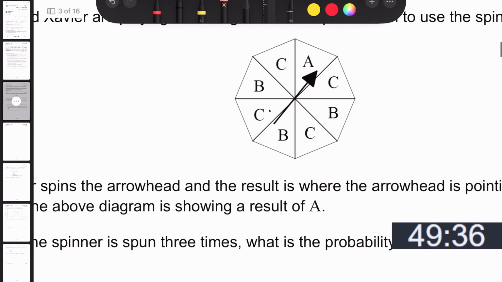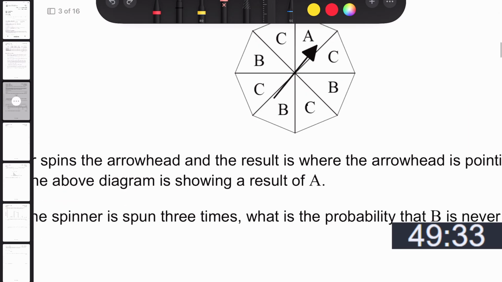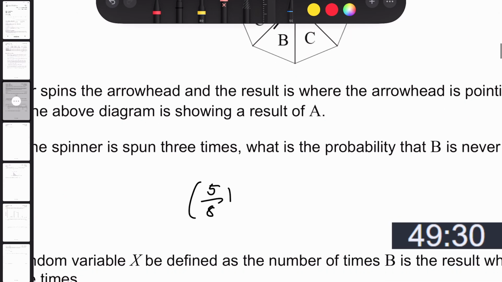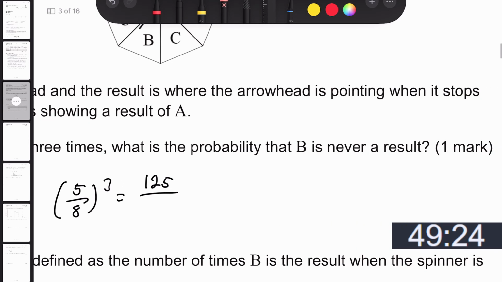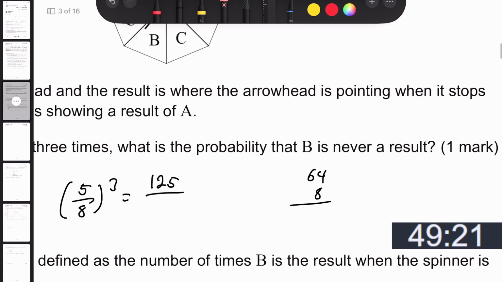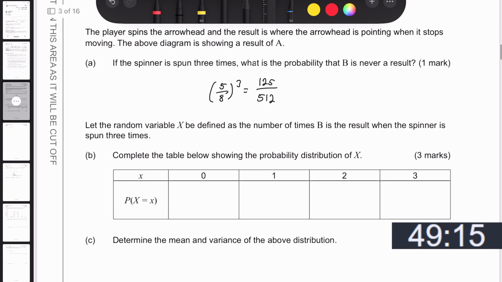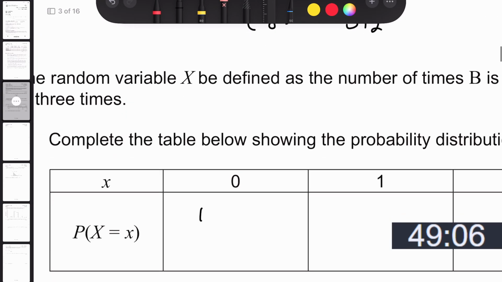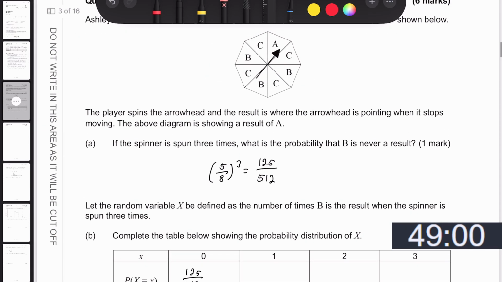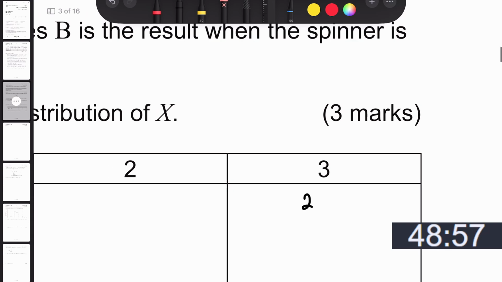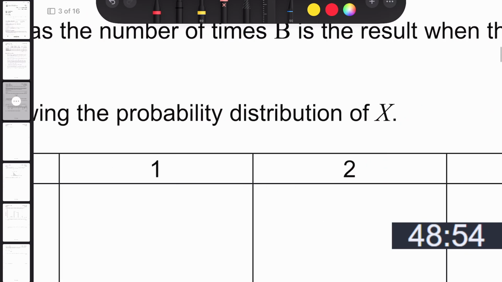If B is never a result, then we have 1, 2, 3, 4, 5 out of 8. So this is 5 over 8 to the power 3, which is 125 over 512, since 64 times 8 is 512. B is minus the number of times B is the result, and the spinner is spun 3 times. If it's 3 times, then it's 3 to the power of 8, so this is 27 over 512.